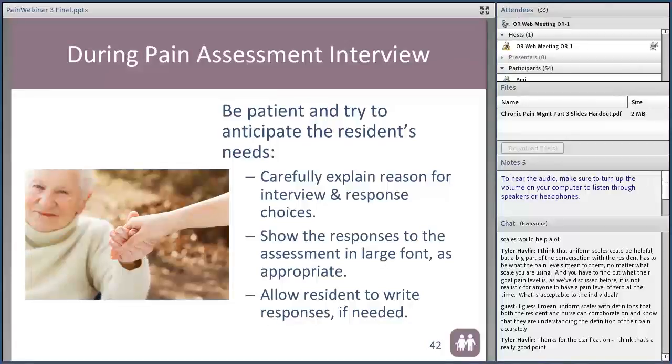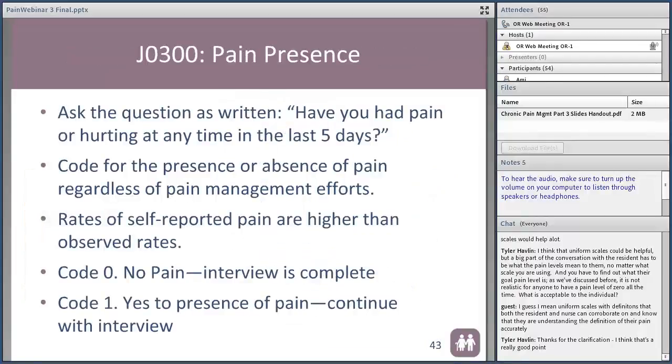Okay, just a couple other quick questions here. A couple other things under the prior slide, Nicole. Again, explain the reason for the interview to the resident. Explain those resident choices or response choices. Make sure those responses are in large font as appropriate. Again, a lot of our people have problems with their vision, and allow those residents to write their responses if needed, and then make sure they've recently received intervention, either non-pharmacological or pharmacological.